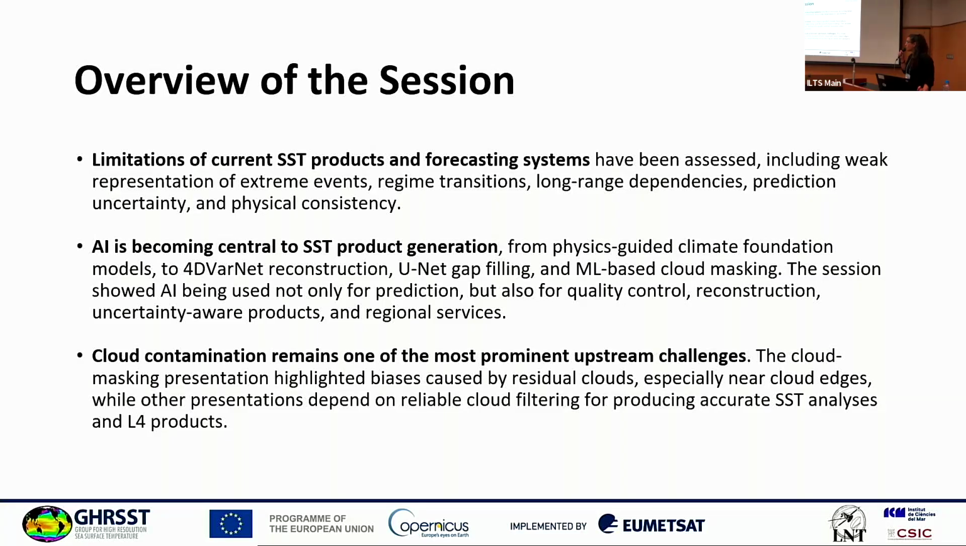There was a wide variety of types of methods, from physics-guided climate foundation models to 4D VarNet reconstruction, UNet gap filling, and machine learning-based cloud masking. So the session showed that AI is being used not only for prediction, but also for other applications such as quality control, reconstruction, uncertainty-aware products, and regional services.